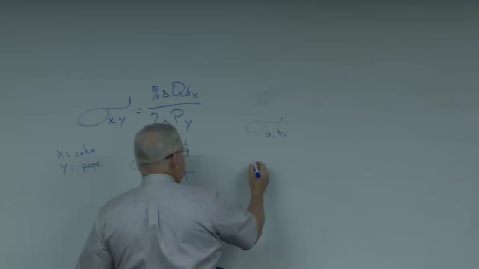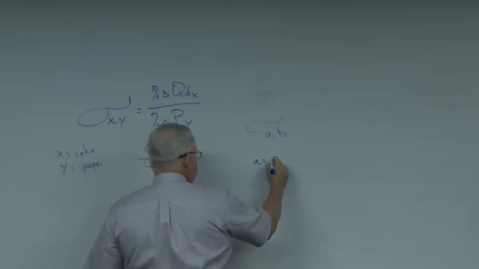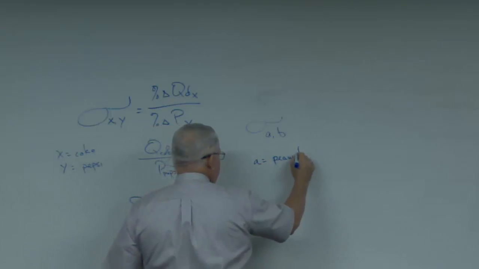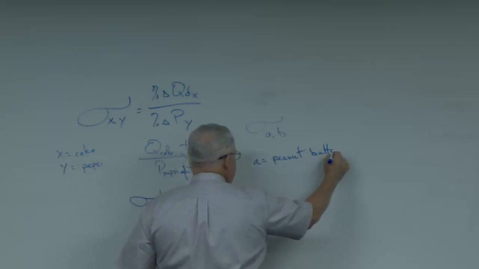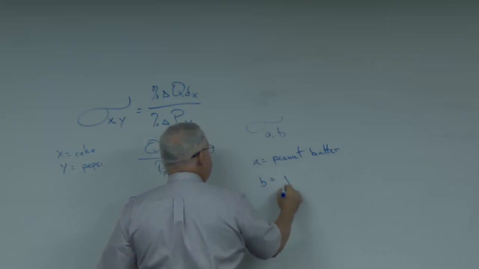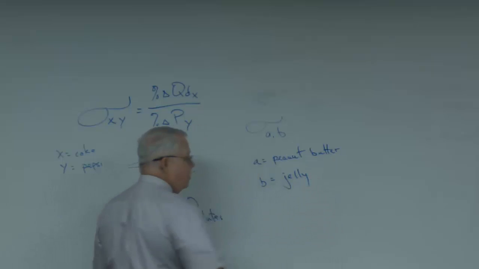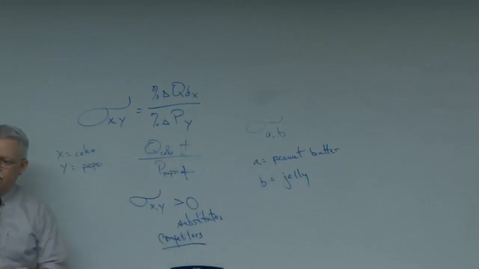Well, let's say that A is peanut butter and B is jelly. Are those competitors? Are those substitutes? No. I'll have a jelly sandwich or I'll have a peanut butter sandwich. What are you, a communist or something? Put them together. Right? What do we call it? Complements. When you buy one, you buy the other.